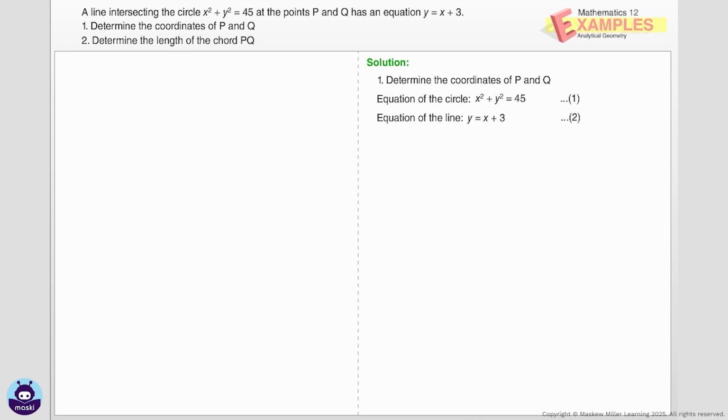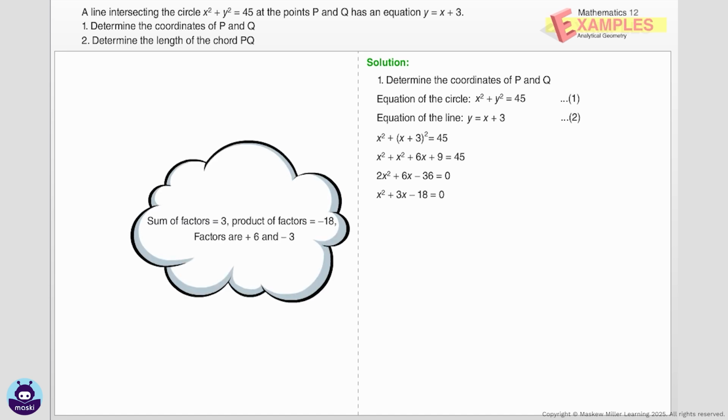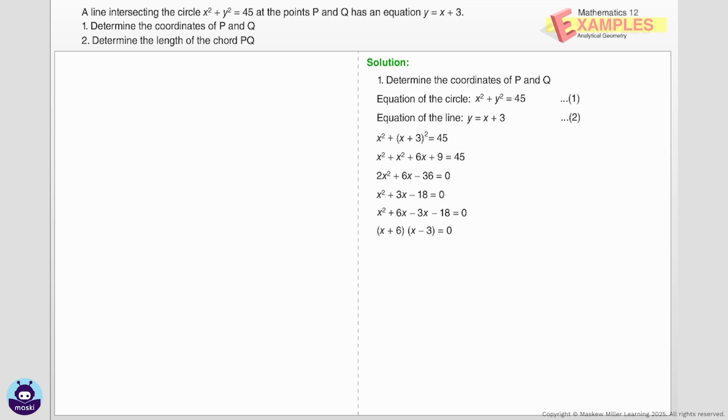To determine the coordinates of the points P and Q, we solve the system of equations using the substitution method. Expanding the brackets, we get x squared plus 6x plus 9 equals 45. Collecting the like terms and dividing the equation by 2, we get x squared plus 3x minus 18 equals 0. Factorizing the equation, we get (x plus 6)(x minus 3) equals 0.